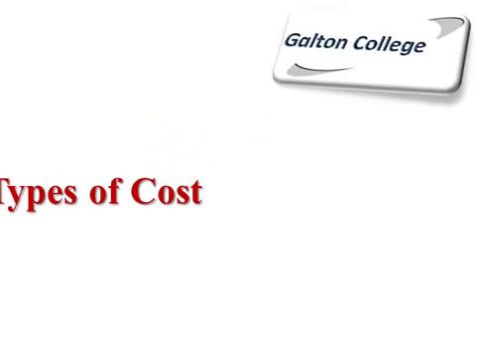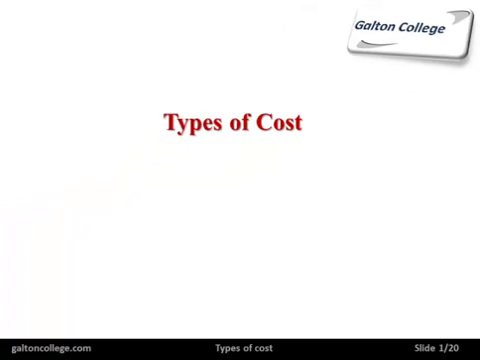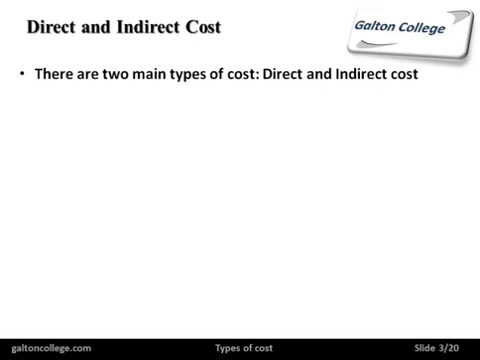In this video we want to talk about the types of costs, or I suppose more specifically the grouping of costs under different headings. And the main type of grouping we're going to look at is this distinction between direct and indirect cost. So these are the two main types. This is a very general way of grouping costs and looking at this distinction.